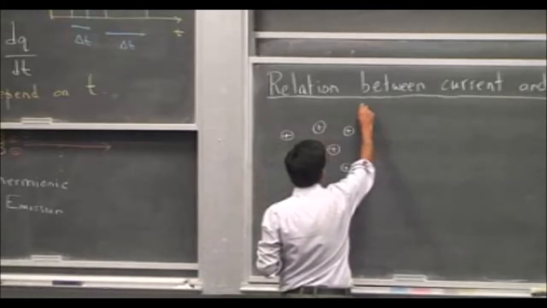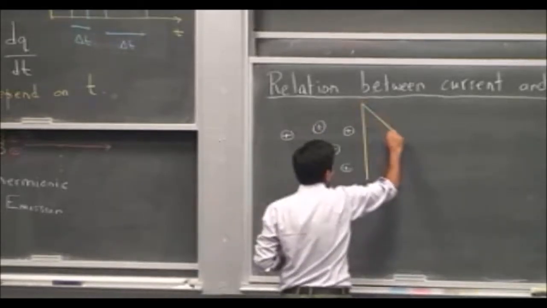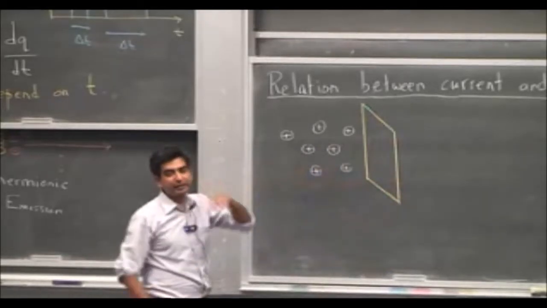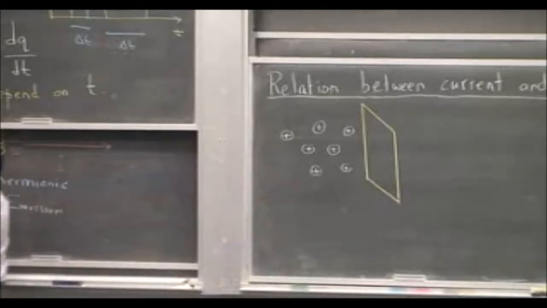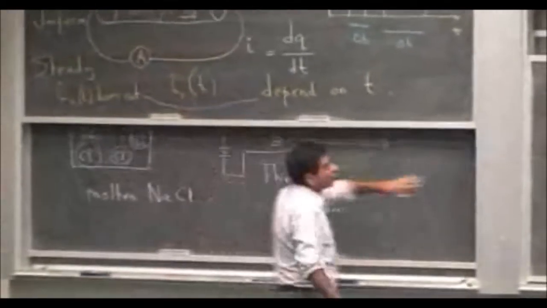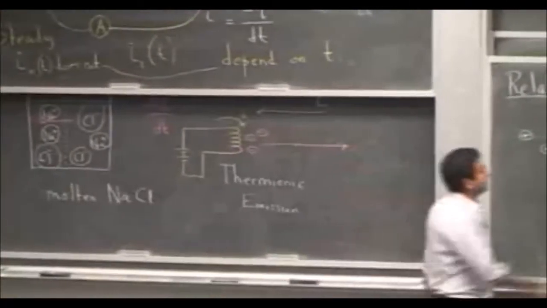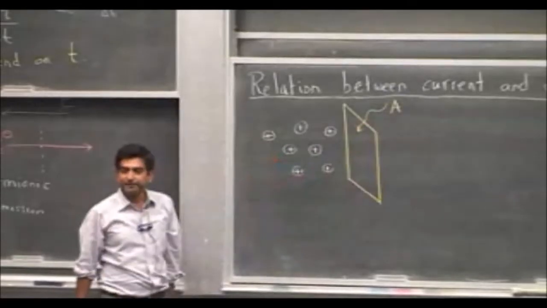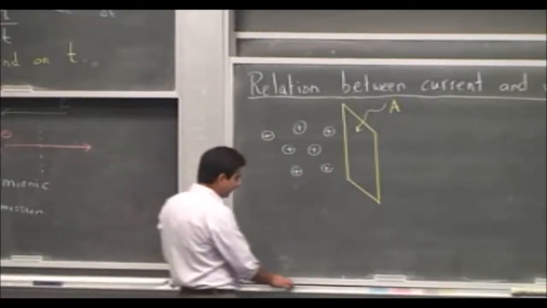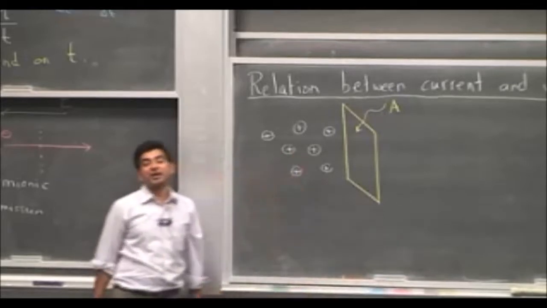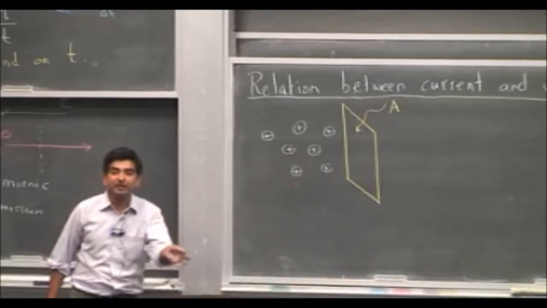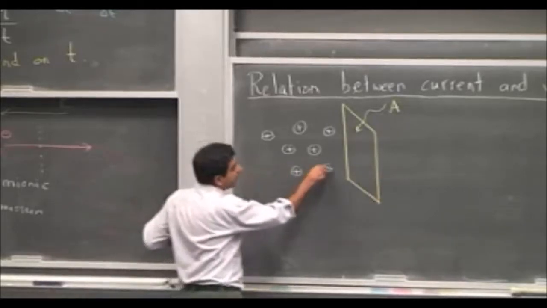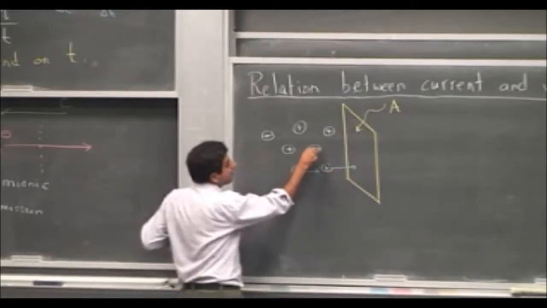And I have a plane. Suppose the plane is now a square instead of a circle. So this plane that I've drawn here, instead of a circle, now I've drawn a square of area capital A. And now what I assume is that all of these positive charge carriers, these mobile charge carriers, all of them are moving with the same velocity. So the velocity is a vector. I draw a vector to represent the velocities.